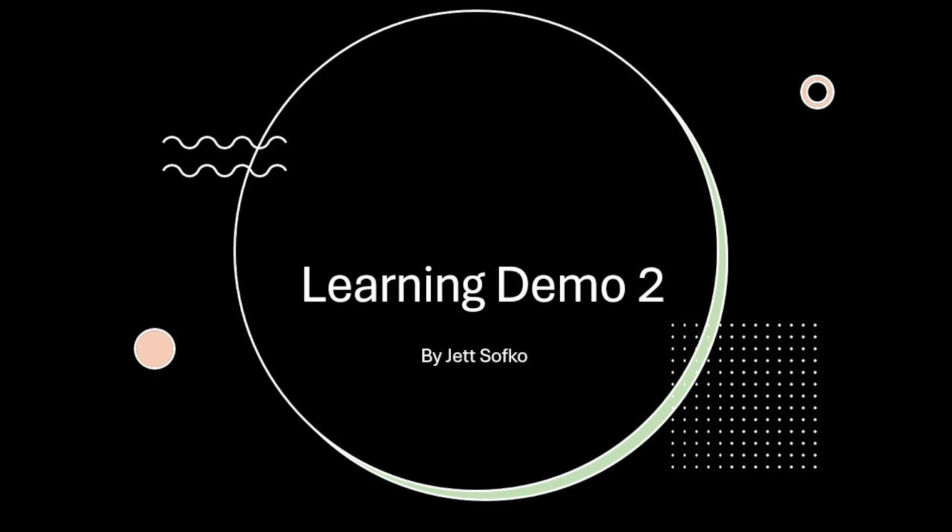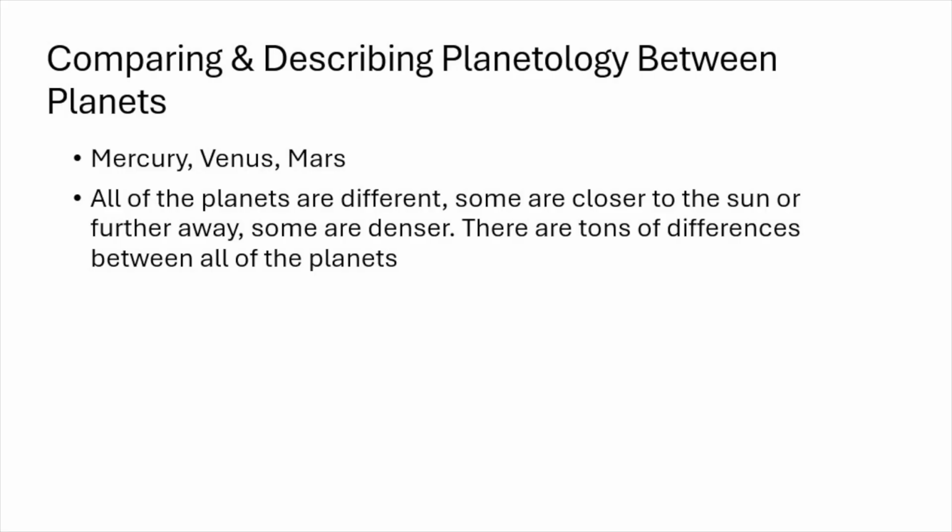Learning demo number 2. Comparing and describing planetology between planets. The planets are Mercury, Venus, and Mars. All of the planets are different.